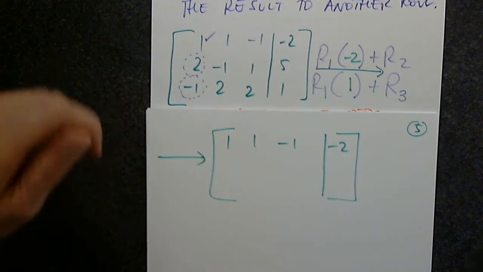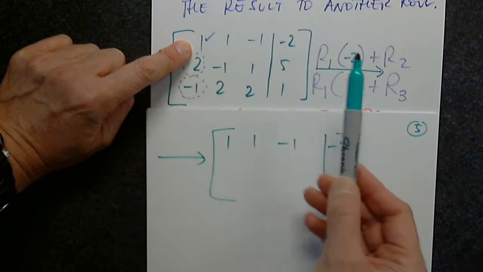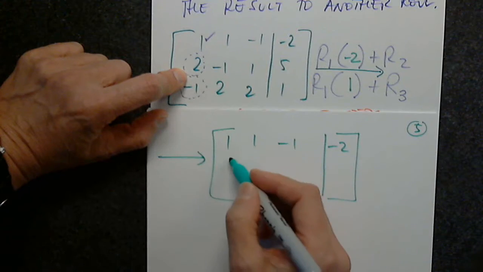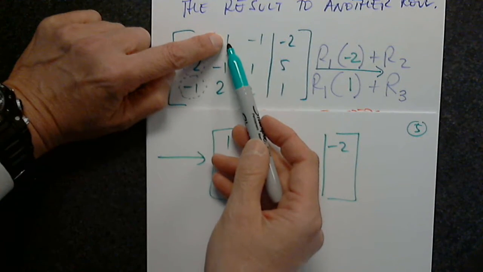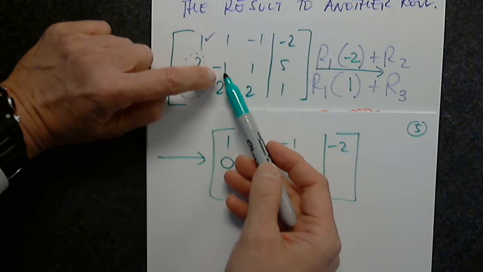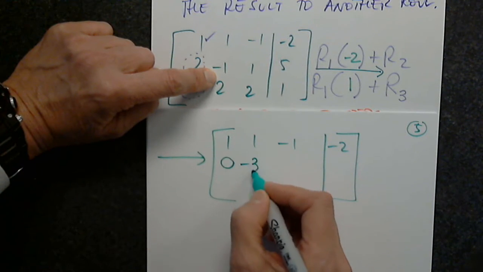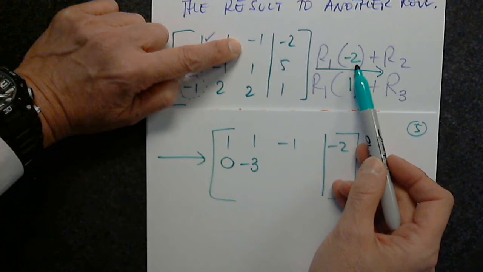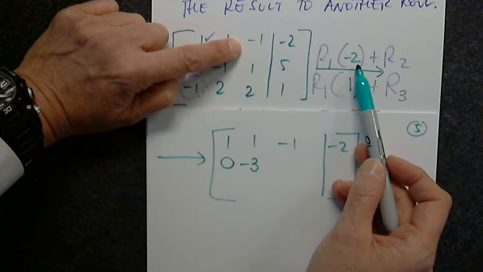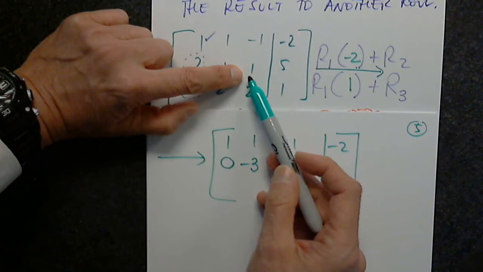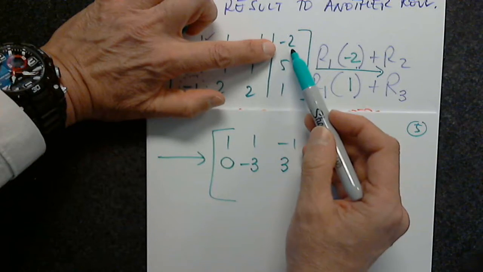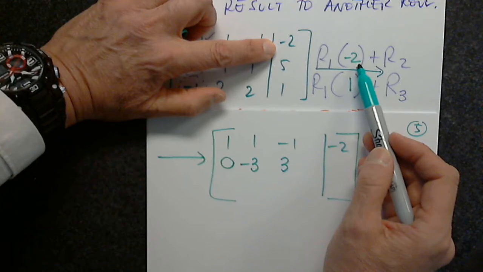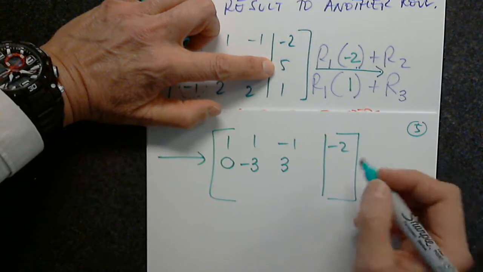So let's do this together, please. 1 times -2 plus 2. Excellent. 1 times -2 minus 1. -1 times -2 is 2 plus 1. Excellent. Negative 2 minus 2. Negative 2 times negative 2 is 4. 4 plus 5, 9.